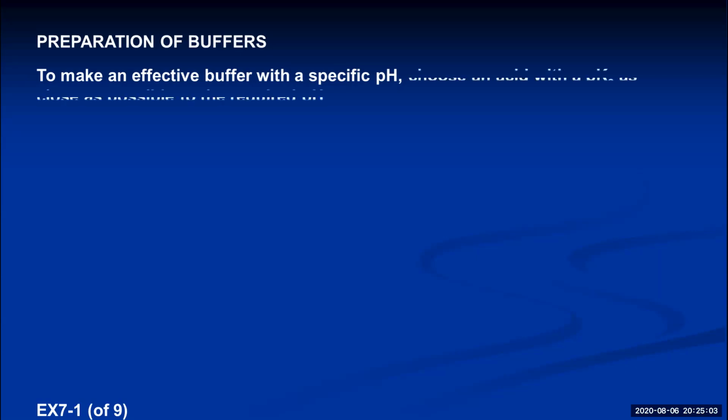Now, in preparing buffers, if you want to make an effective buffer with a specific pH, the most important thing is the weak acid you choose to make that buffer. Because to make an effective buffer with a specific pH, you have to choose an acid with a pKa as close as possible to the required pH.